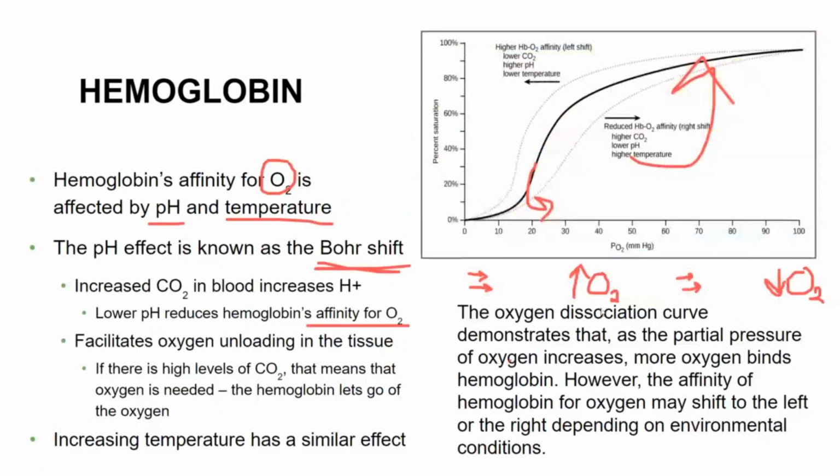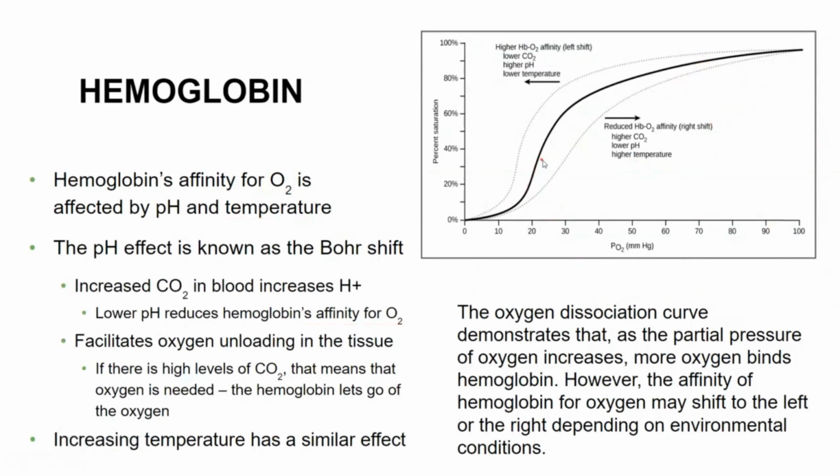effect that the Bohr shift has. The Bohr shift is going to explain the percent oxygen saturation in the blood as opposed to the partial pressure of the air, of the oxygen.